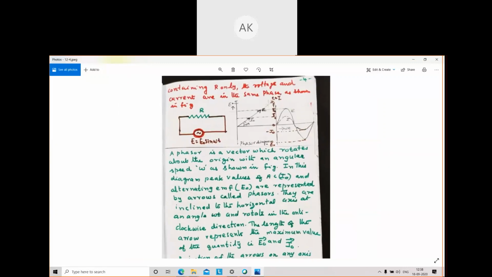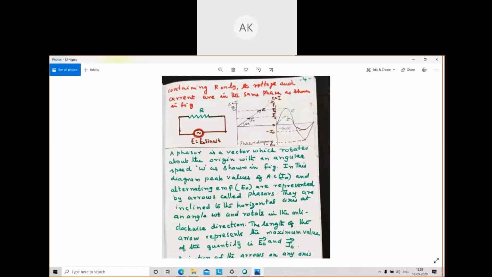Instantaneous, see, from here at this particular instant, what is the current? This is time, and here we mark time. At this particular instant, what is the current? You just take the projection of that. Projection means drawing a perpendicular from that point. So, corresponding to this time, we get a current or an EMF.